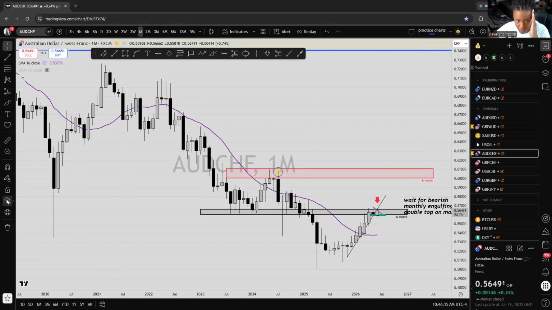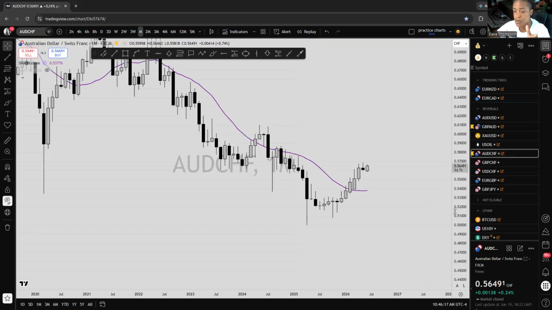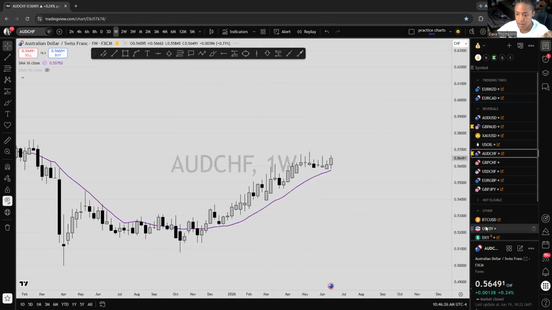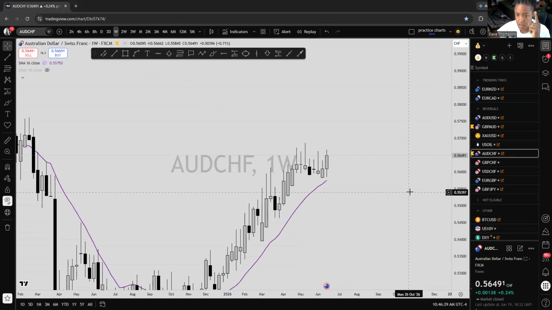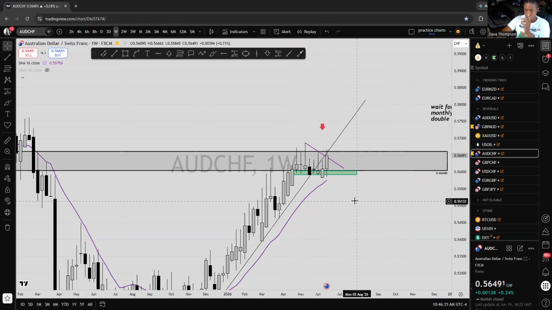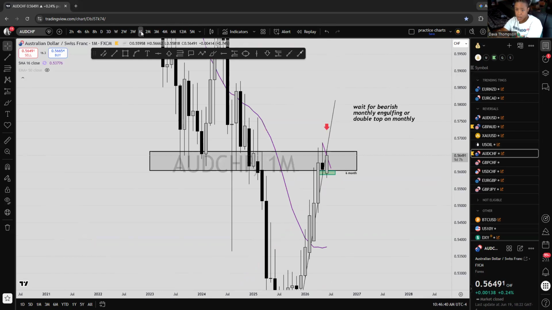But second pair, AD Chef. I feel like it has some more work to do before actually proving to me that it can go bearish. An early signal that price could continue bearish is a bearish weekly candle closing, respecting this resistance that's to the left. Right, that's one, but that's early. What I really want to see is a monthly double top or monthly bearish engulfing. Either of those would allow me to feel a lot more confident.